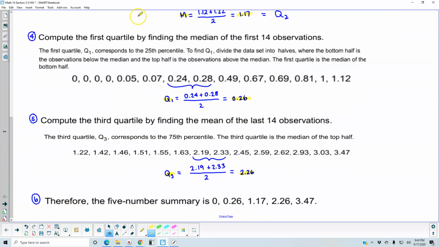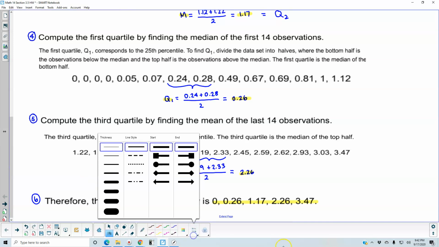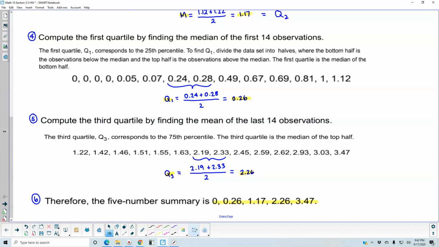And so therefore, the 5-number summary is the following. Okay, we're going to go ahead and make note of this. So we know that the first number is the minimum value. We know that the second number represents quartile 1. So this represents the minimum. This represents quartile 1. This one's quartile 2, or the median. This number represents quartile 3. And then this number is the maximum.